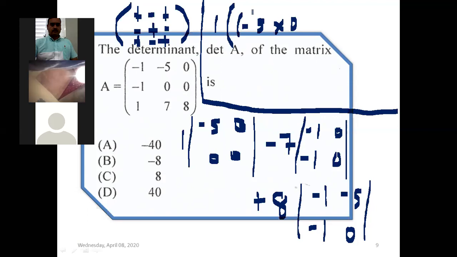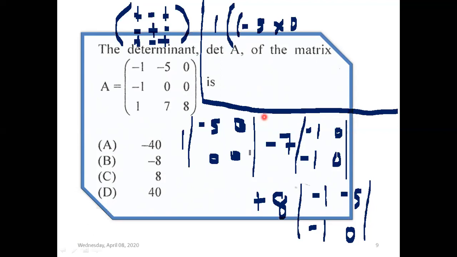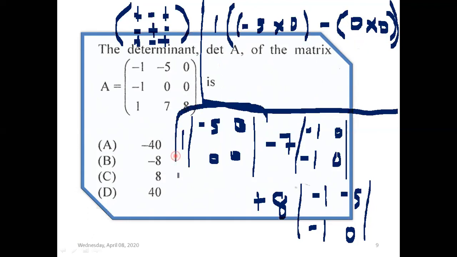All right. So it's -5 times this 0 here. Subtract the other diagonal, which is 0 times 0. So what I'm doing is working out this part here. I'm going to write down the 1.